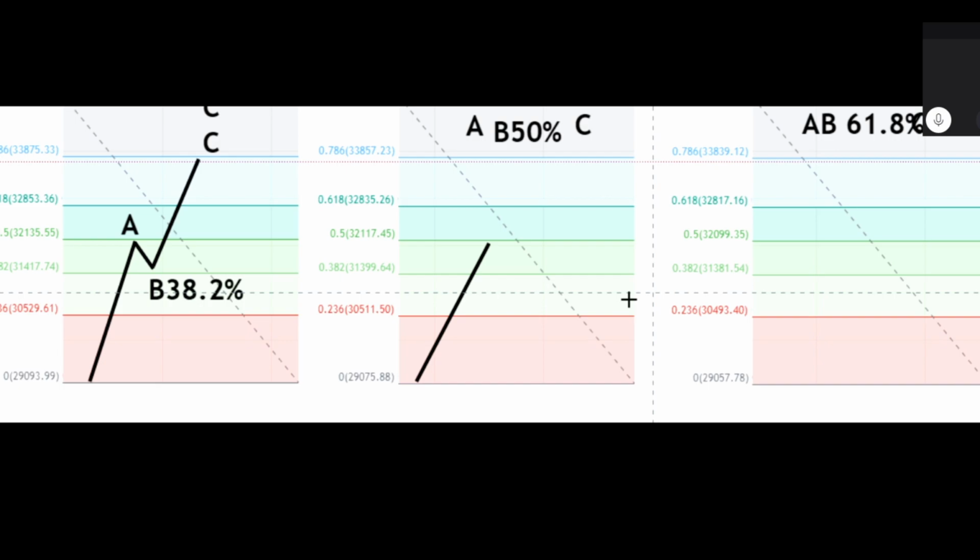23.6%, 38.2%, 50%, 61.8%, and 78.6% are the most commonly used ratios. It might be harmful to assume that the price will reverse after hitting a specific Fibonacci level, because levels should not be relied on exclusively.